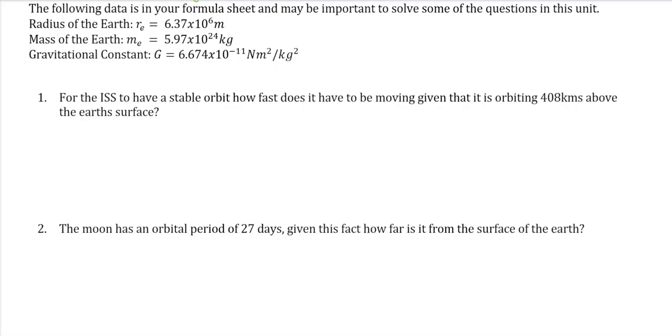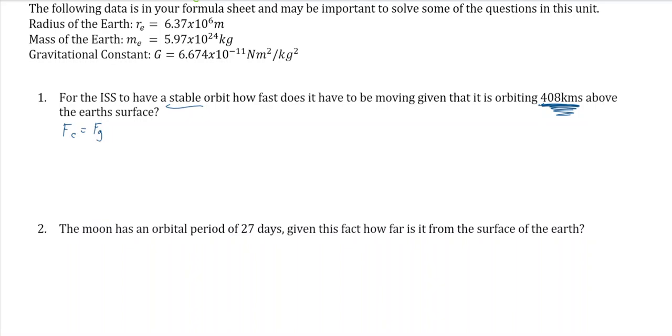For the ISS to have a stable orbit, how fast does it have to be moving given that it is orbiting this high above the Earth's surface? So it's a stable orbit and it's orbiting that high above the Earth's surface. Well, if it's a stable orbit, this is the piece of information that we're going to use: FC equals FG.